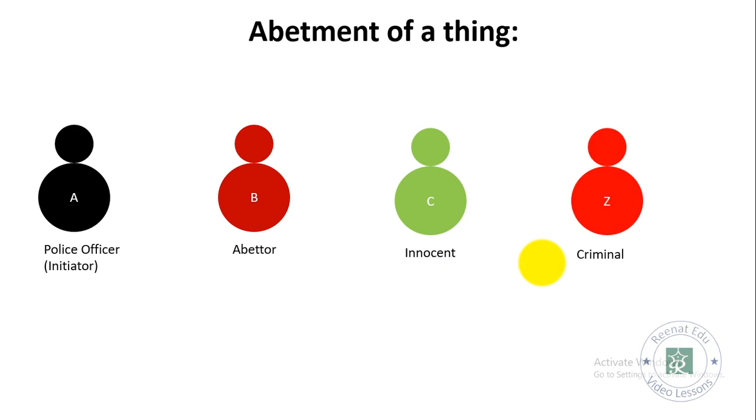Okay, police officer, abettor, innocent, criminal. So when you get this picture into your mind, you start writing the answer in a most sequential way, so that you will get the benefit out of it. So these color codes are also used in the same way. The innocent person is green, the criminal is red, and the abettor is in maroon.